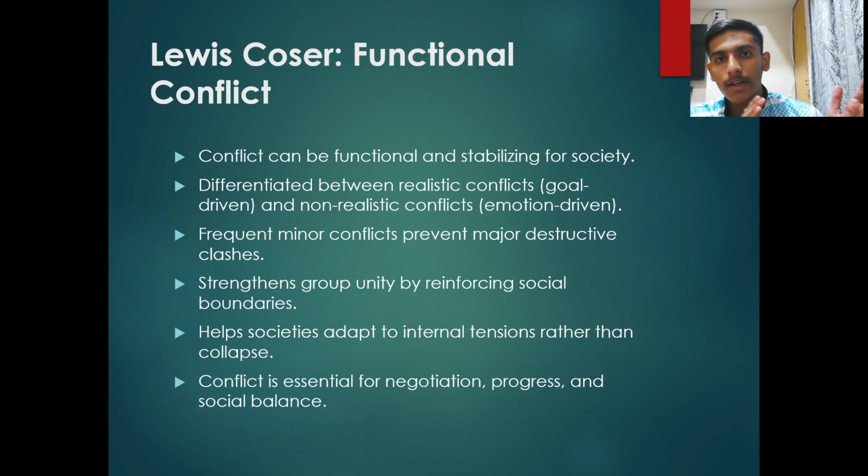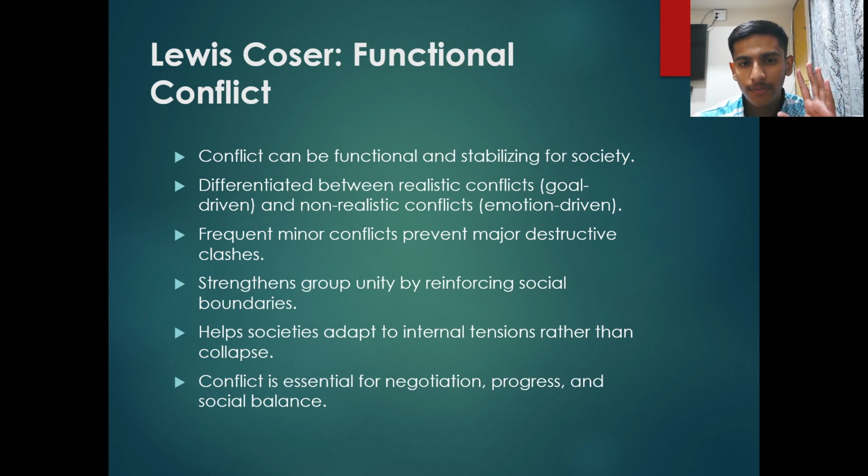So each thinker has given different ideas as to what conflict is. Louis Coser differentiated between realistic conflict, which means you have a certain goal, that is goal driven, you want to achieve something, which is the reason why conflict takes place in the first place. Non-realistic conflict is emotionally driven. If you fight with someone, the conflict is emotionally driven, but when you have a certain objective behind it, it is goal driven. This is the slight difference between realistic and non-realistic conflict.